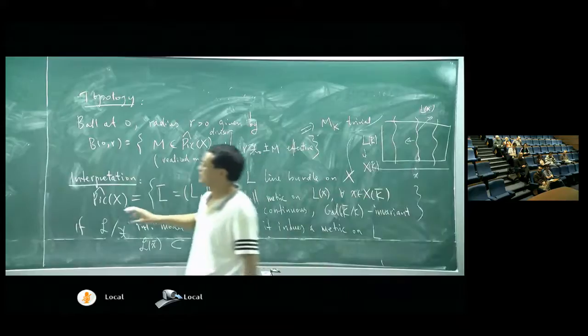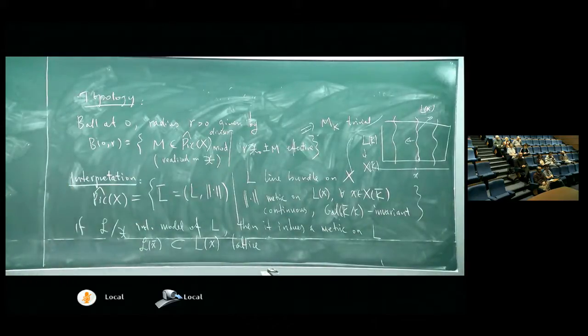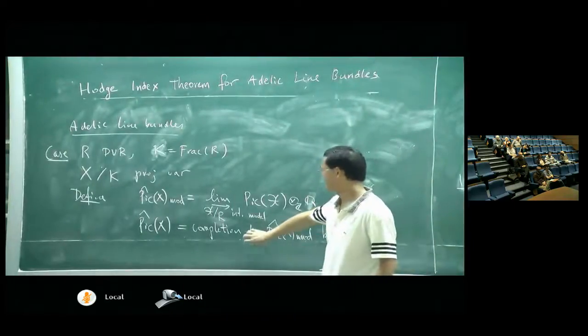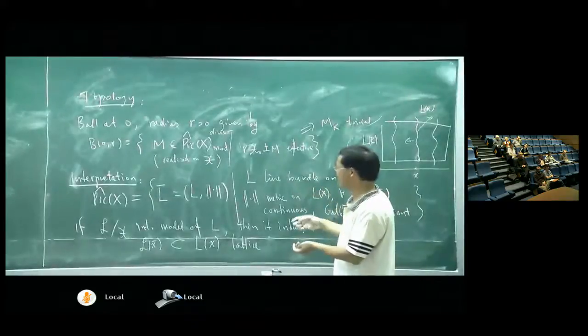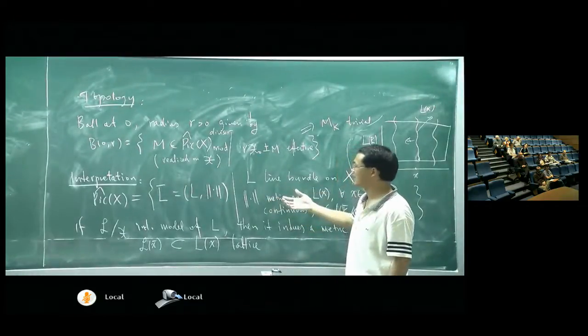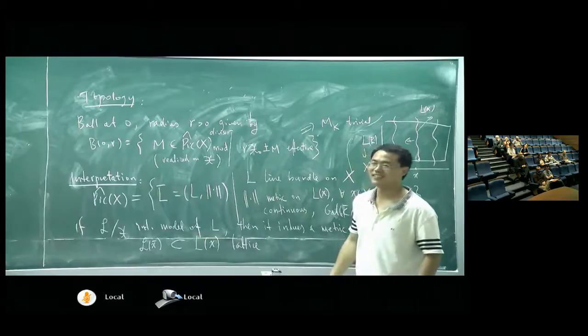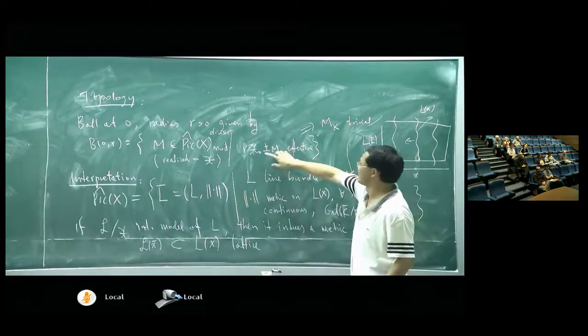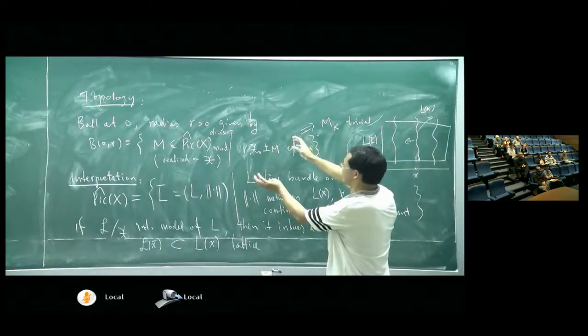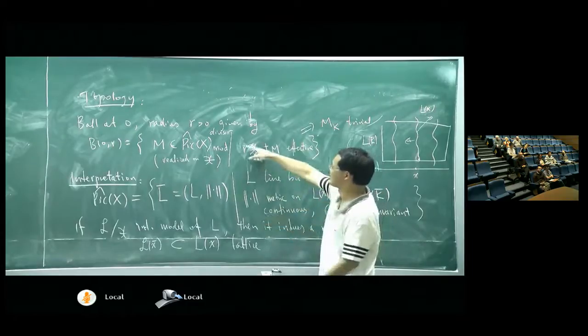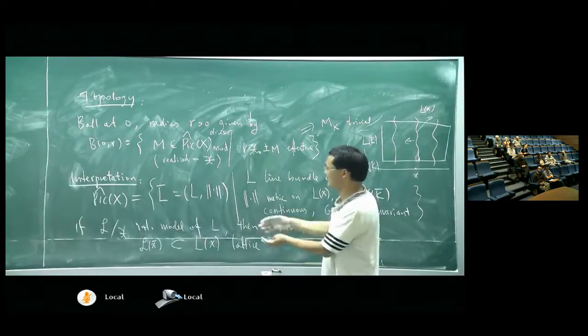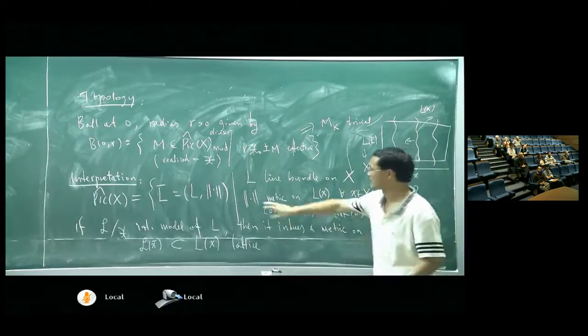Now for each Pic_mod element, you get a line bundle with a metric. Now, you can take a limit. This limit process somehow just means that if you take a limit for metrics, then the limit is a uniform limit. If you have two different metrics in the sequence, and you take the quotient, then the quotient is very small. Then it is a uniform limit for metrics.